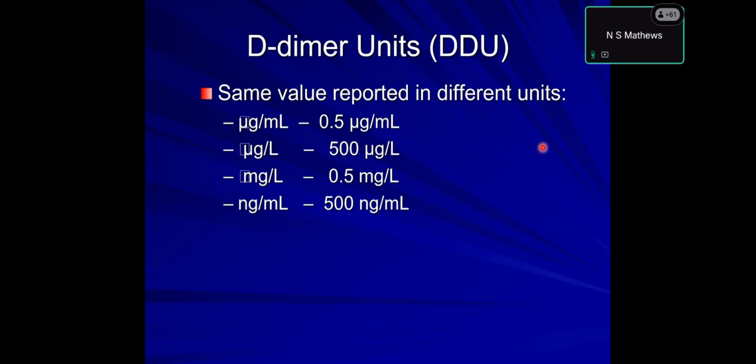All right. So when we talk about D-dimer units, the same value can be reported in different units. So we need to be aware of that as well because we might have a number in mind that this is normal for D-dimer, and above this I should call it abnormal. And suddenly you find a number which is 10,000 times lower or 1,000 times lower or 1,000 times higher. You may get a little confused.